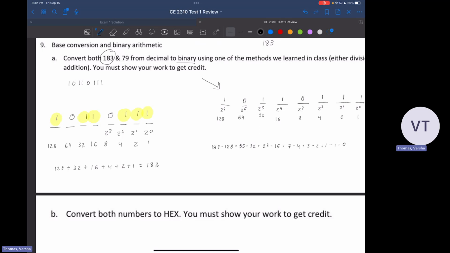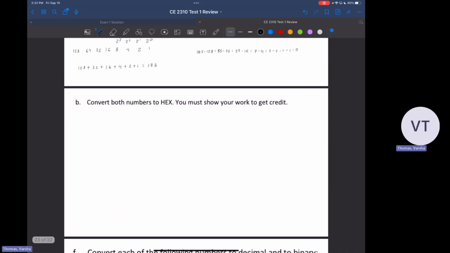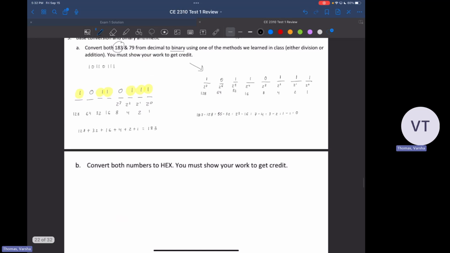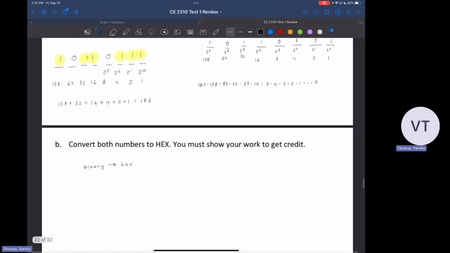Okay. So next, we have hex conversion. Convert both numbers to hex. We're just going to do one. The way you do it is the same. So for hex, you can either go straight from decimal to hex or from binary to hex. So I'm going to do both ways. So binary to hex is definitely the easier one. So let's do that one first. So we calculated our binary number earlier. We had 1, 0, 1, 1, and 0, 1, 1, 1.